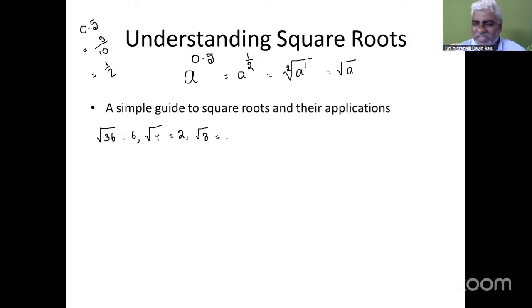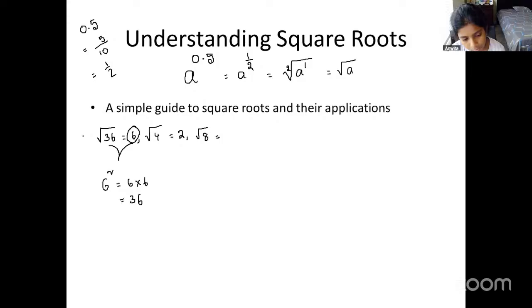Let us check whether it is correct or not. As you said, the square root of 36 is equal to 6, right? Take 6 and find its square, which means 6 times 6. What is 6 into 6? 36, sir. Yes, that's why it is correct.